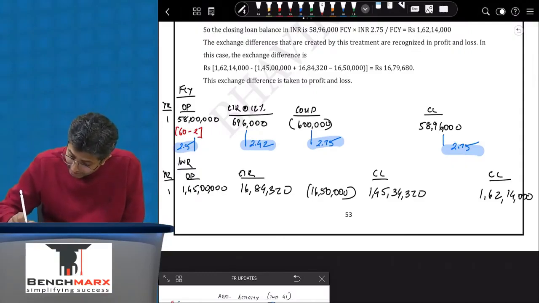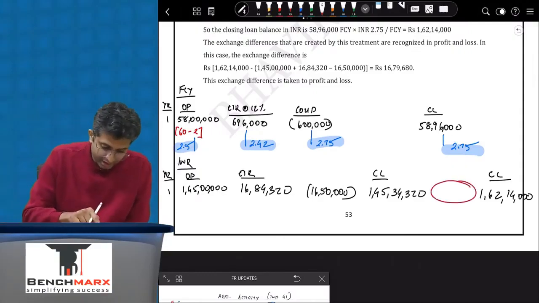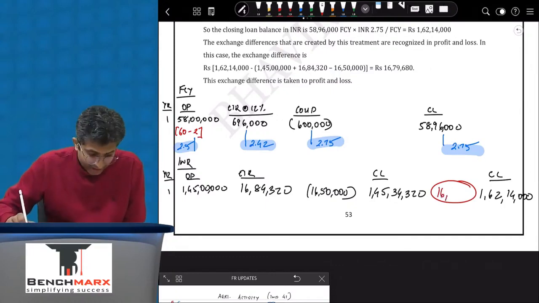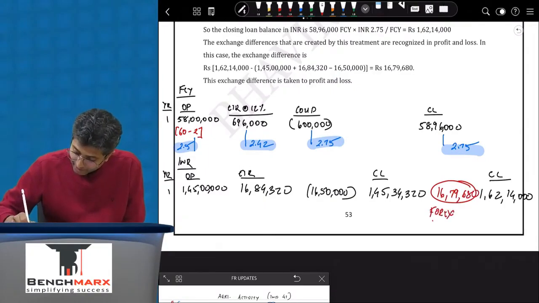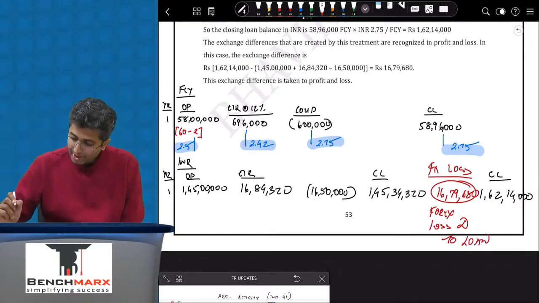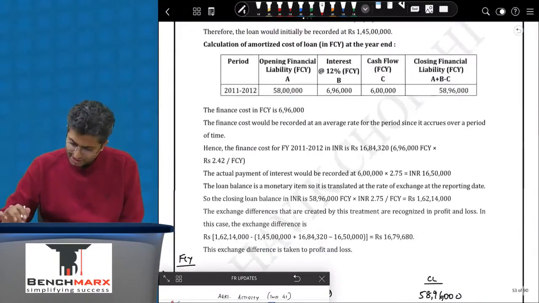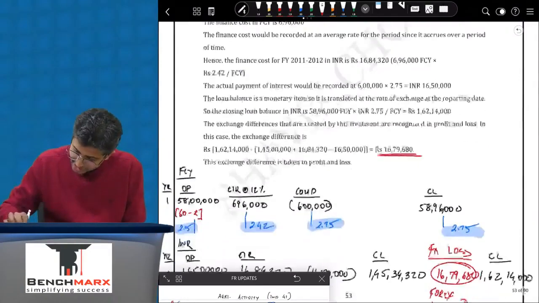In fact, you have to increase the liability, and if you have to increase the liability, so this is 145,34,320. You have to increase the liability by 16 lakh 79,680. So if you have to increase the liability, you have to debit. Okay, whom will we debit? Well, in the P&L. So this is forex loss, FX loss, or forex loss account debit to the loan liability, 16,79,680 approximately. Yes, this is your answer.